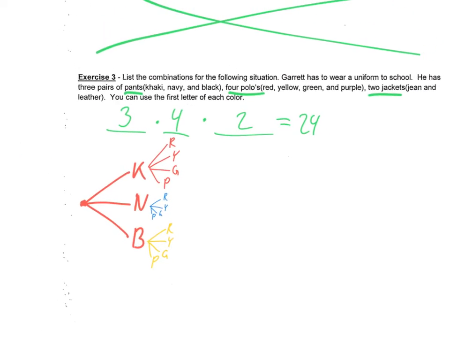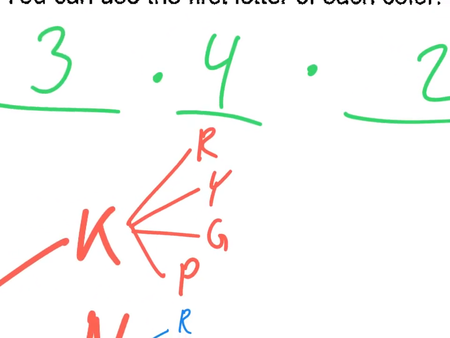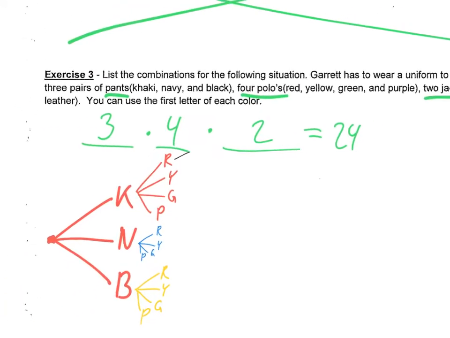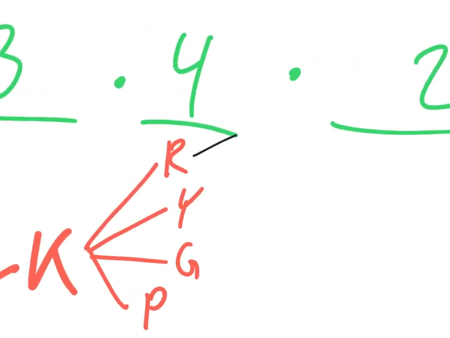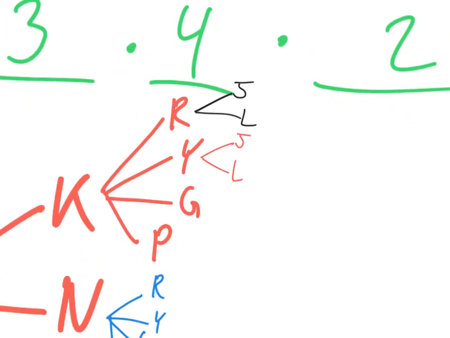But there's also the choice of the jacket. So let's say I pick the khaki pants, decide to wear the red shirt, but now I want to wear, what was the jacket? What were the two jackets? Jean and leather. I could either wear the jean jacket or I could wear the leather jacket. And that's going to be true on every one of these. Change colors again. Jean jacket, leather jacket. Same thing here.